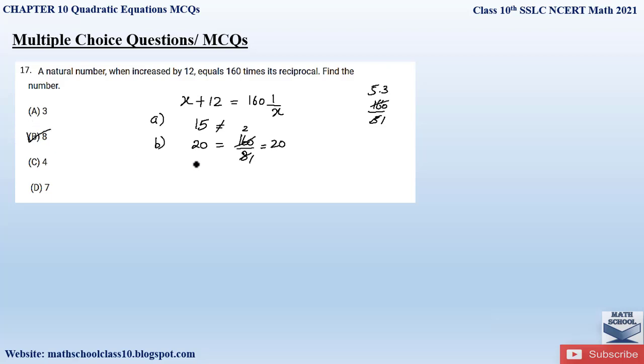So this is very simple. Just write the equation according to the question given and test the given options. Whichever option satisfies the equation is our correct option. So this is again a shortcut method.